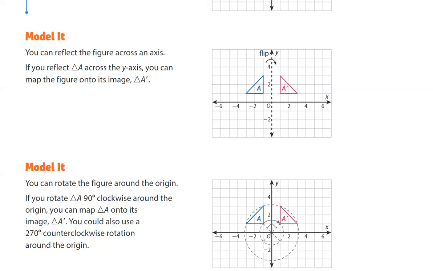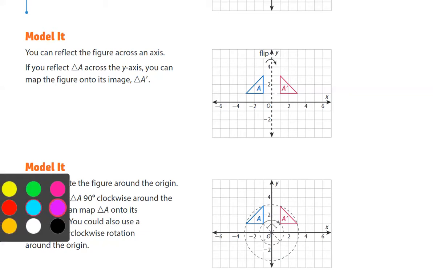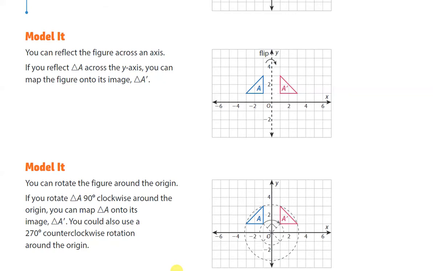It says you can reflect a figure across an axis. I'm changing my color again. Too many times. Okay. If you reflect triangle A across the y-axis, you can map the figure onto its image. Oh, that's a nice way to say it. Basically it's saying, I think it's a reflection because if you do a reflection, it will land in that same spot. That's a nice way of saying it.